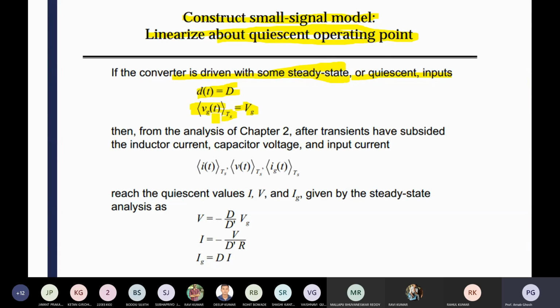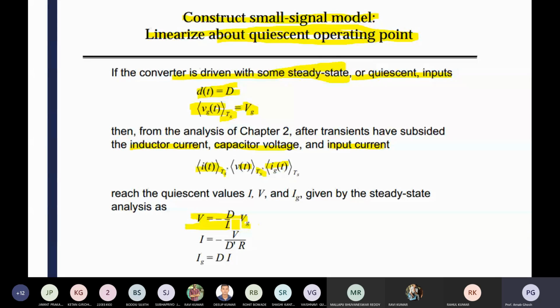Okay, now analysis for inductor current, capacitor voltage, and input current. So you can say i(t) average over Ts, v(t) average over Ts, ig(t) average over Ts. You need to find the value of V. So what is your output voltage V? V equal to minus D by 1 minus D into VG. It's the expression of the buck-boost converter. You know that expression, D dash means 1 minus D.